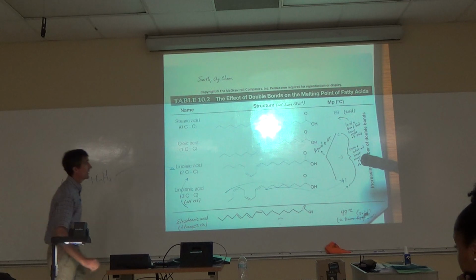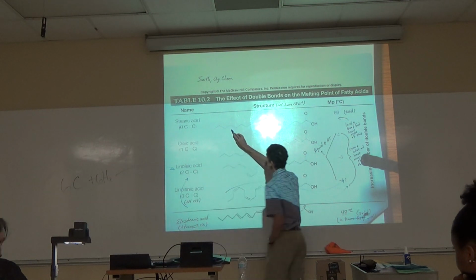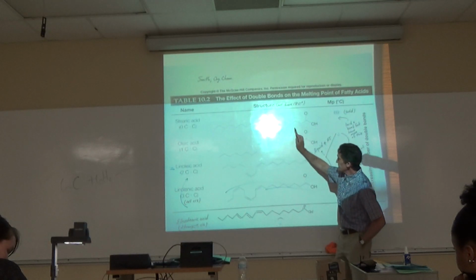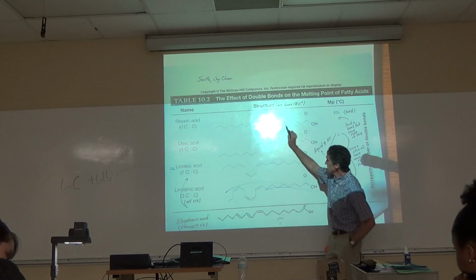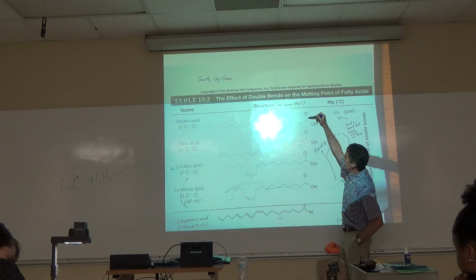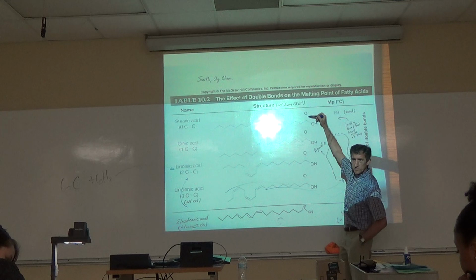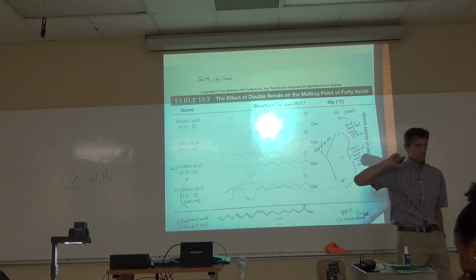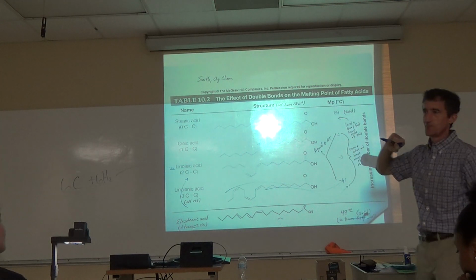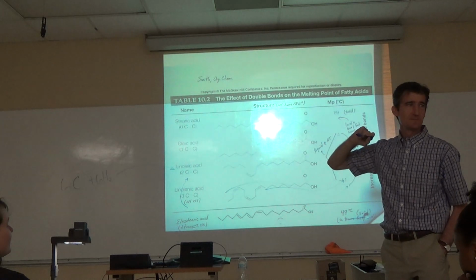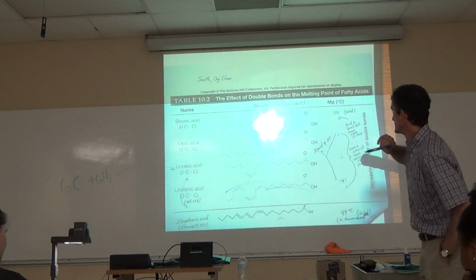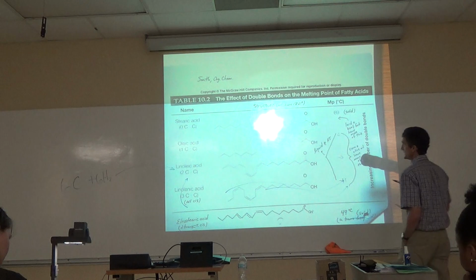Cis. Okay, here's a saturated fatty acid. The saturation refers to the side chain, all saturated. Now there is a degree of unsaturation here in the carboxylic acid head group. All right? That refers to the side chain.